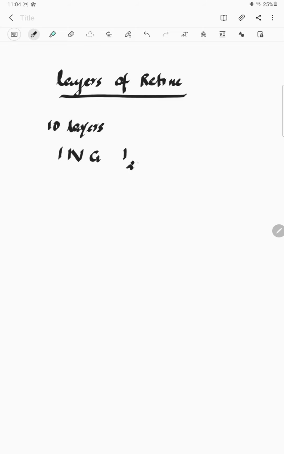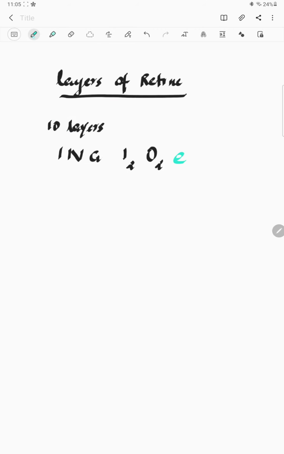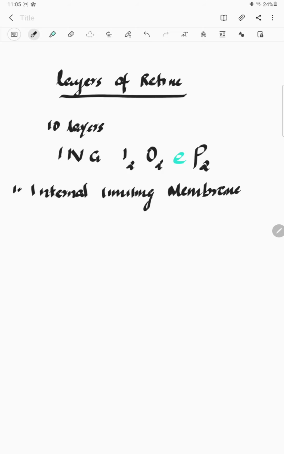ING, then I2, O2, then we will add a small e, then remember it is P2. I stands for internal limiting membrane. Internal limiting membrane.